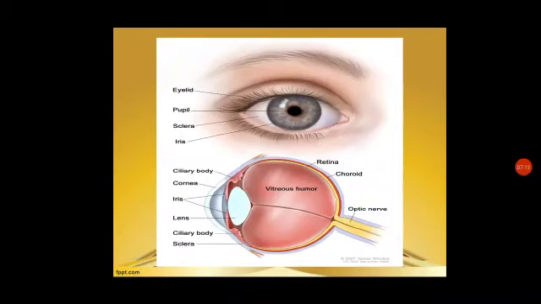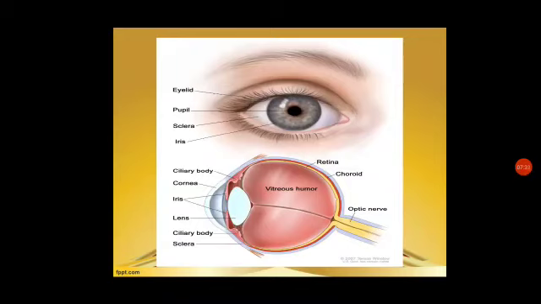Here you can see the structure of the eye. There is an eyelid, pupil, sclera and iris. You can clearly see which parts are these: eyelids, pupil, sclera and iris.